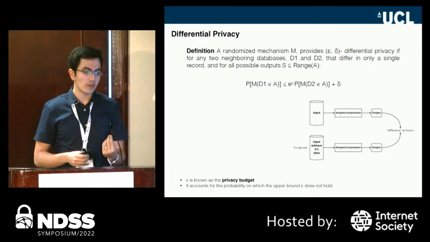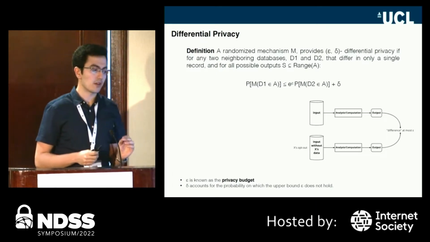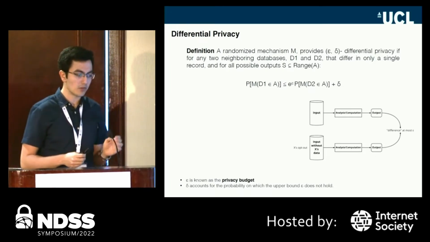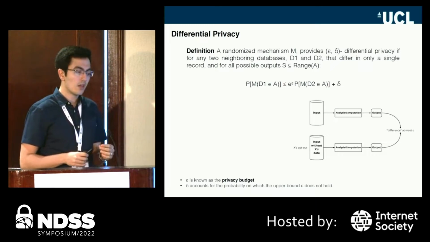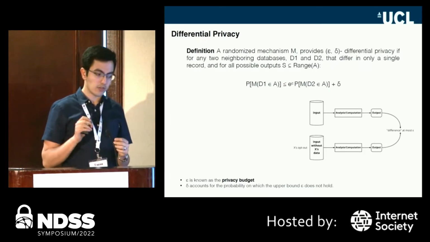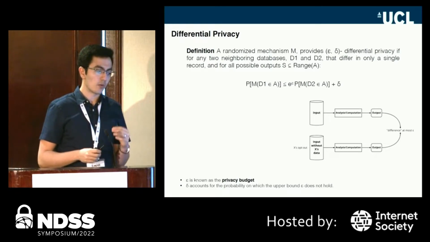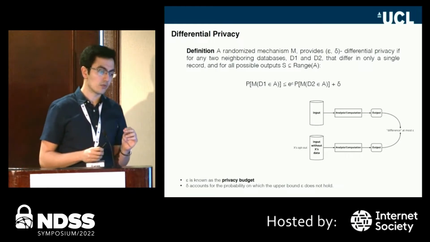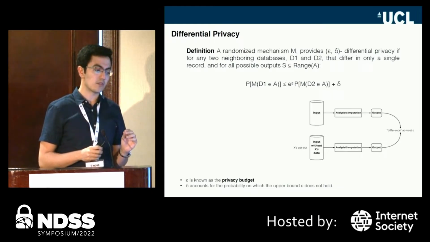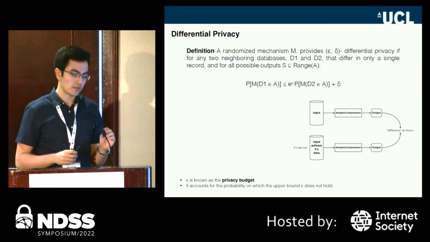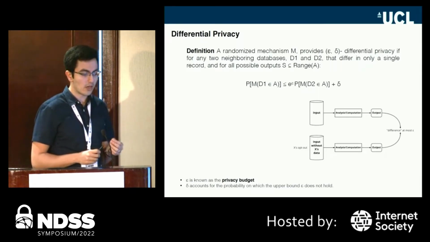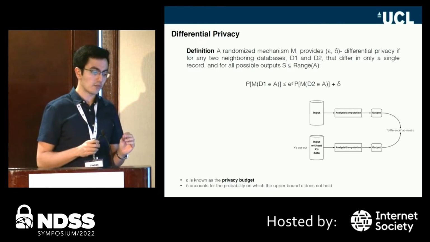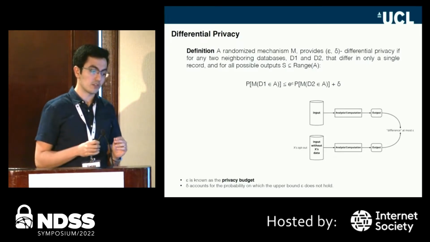Then we have differential privacy with this formal definition: a randomized mechanism M provides epsilon-delta differential privacy if for any two neighboring data sets, D1 and D2, that differ only in one single record, the probability that we see A in D1 is less than or equal to e to the power of epsilon times the probability that we see A in dataset D2, plus some delta value. So here, epsilon is the privacy budget, and delta is the probability with which this epsilon upper bound doesn't hold.